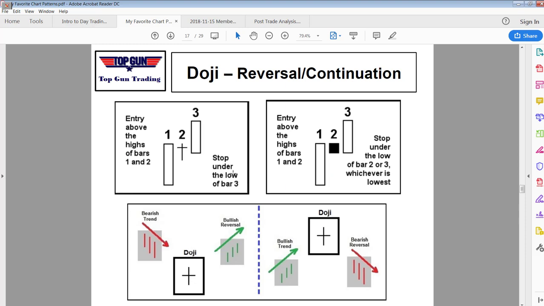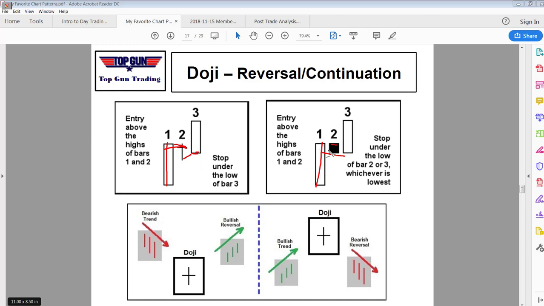The Doji reversal, I'm going to spend a little bit of time here because the Doji reversal pattern is pretty important. We get a wide range bar here and a move sideways. Wide range bar, move sideways. There are two of these that are very similar to one another. This one has a Doji cross, and I use the stop under the low of bar 3 because it's the highest close of the two.